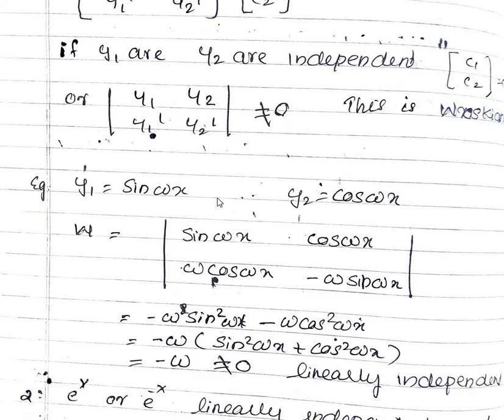We know that sin omega t and cos omega t are linearly independent. We cannot get one function from the other by multiplying by something. So these are two linearly independent solutions. This way we can find out whether the functions or solutions are linearly dependent or independent.